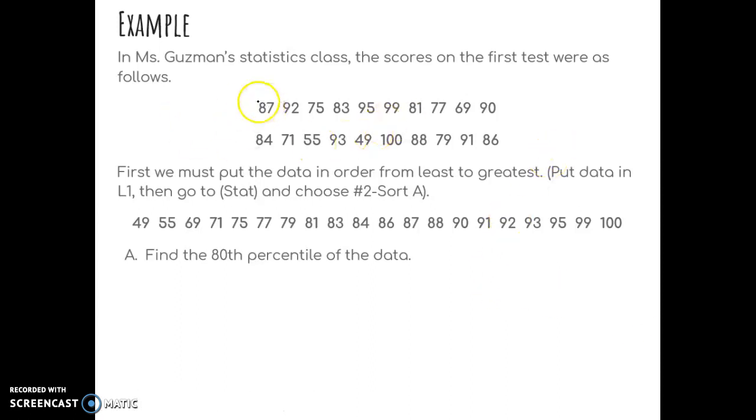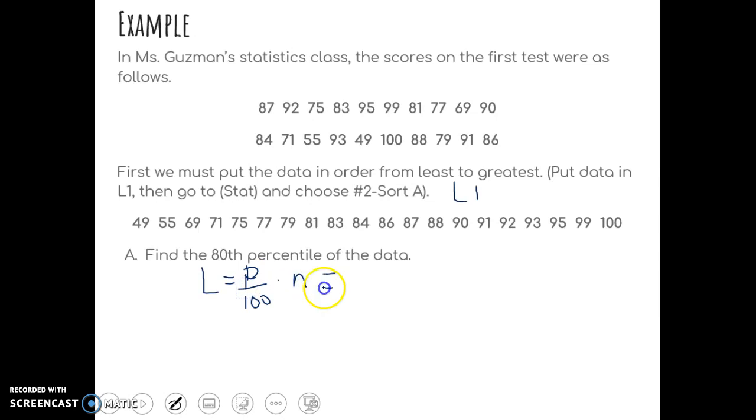So again, if you go to Stat and Edit and put these numbers in L1, and then go to Stat and choose number 2, Sort A, then you need to specify where you put the data. I put mine in L1, so you type in L1, and then hit enter, and it's going to say done. Once it does that, it's going to put the numbers in order for you. So I've written them out for us. And it says find the 80th percentile of the data. So L equals P over 100 times N.